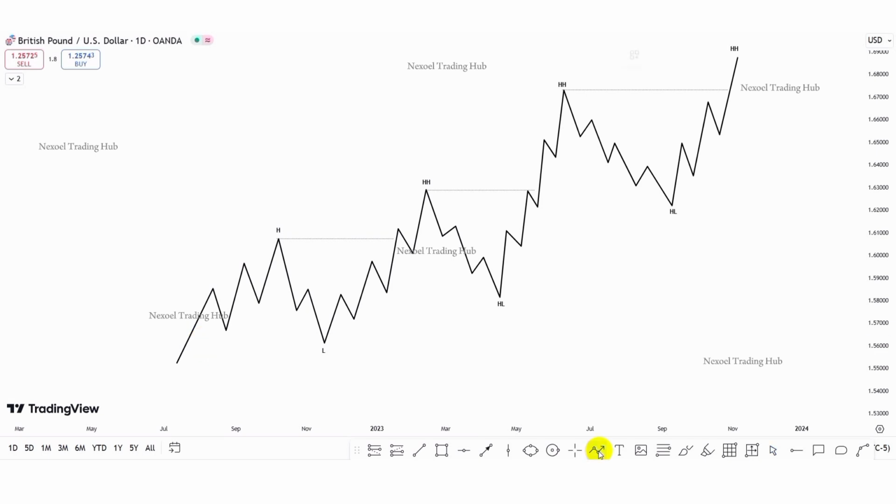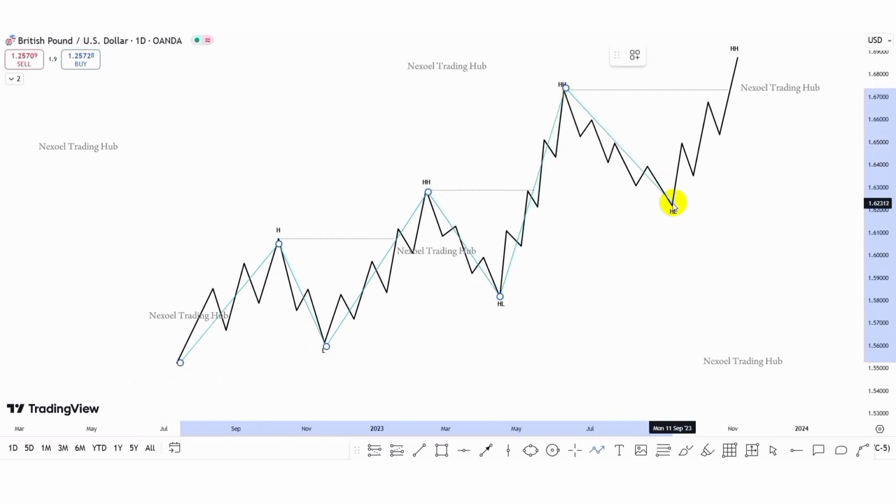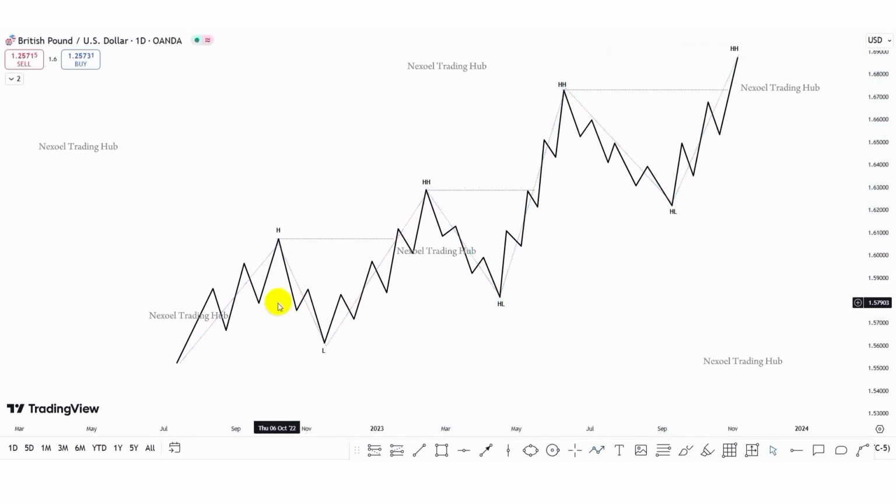Now you can see here, this is the impulsive move, right? This is the pullback. Here we have this impulsive, here we have the pullback. This is the impulsive, here we have the pullback. Lastly, we have the impulsive. So now you would see in the markets, in the impulsive leg move, you're going to have bullish structure.